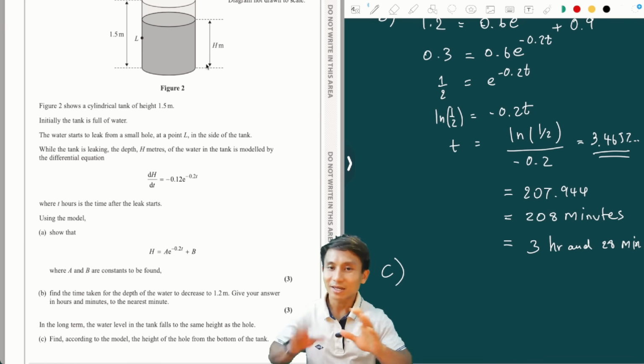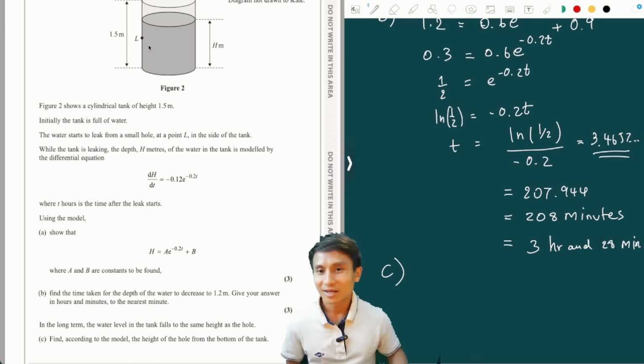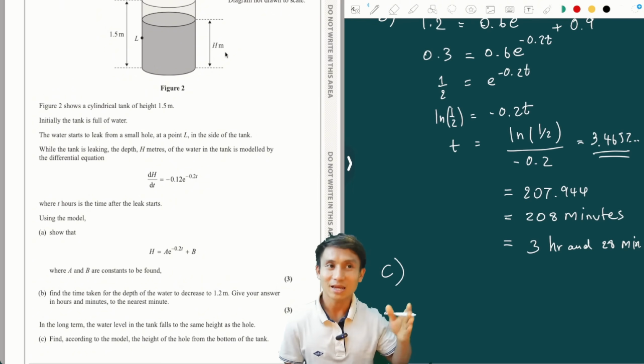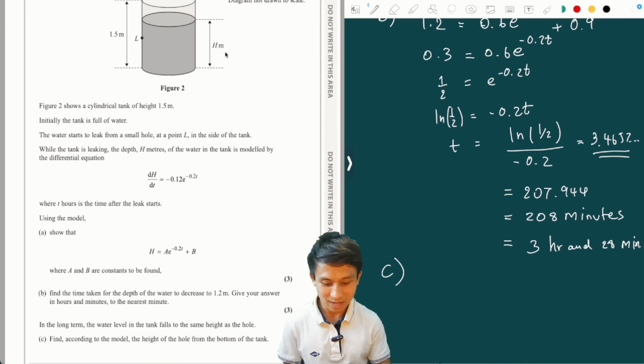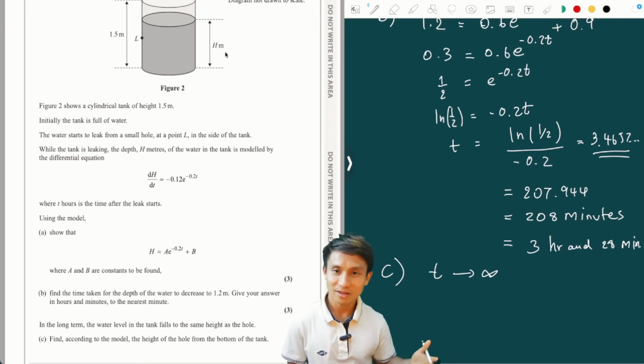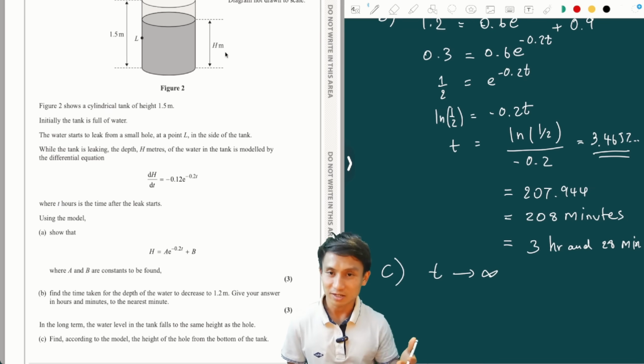Basically, let me just translate that to English. It is asking you the value of h that will be reached when you progress the time indefinitely. So when time progresses indefinitely, like tends to infinity, that's a very, very long time. What is the value of h that it is reaching?